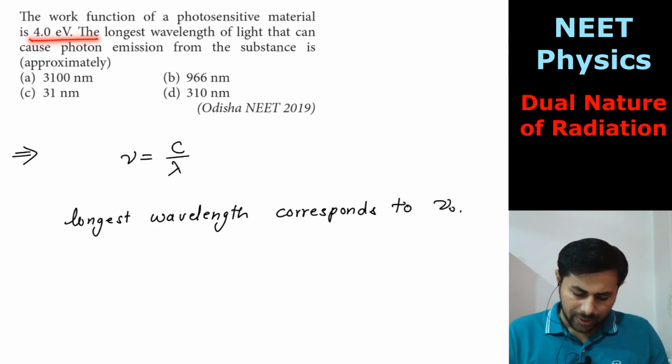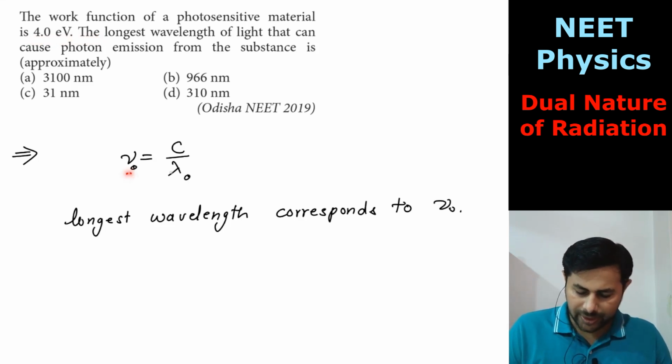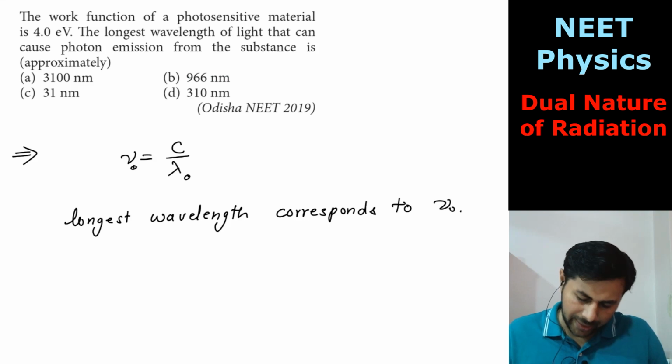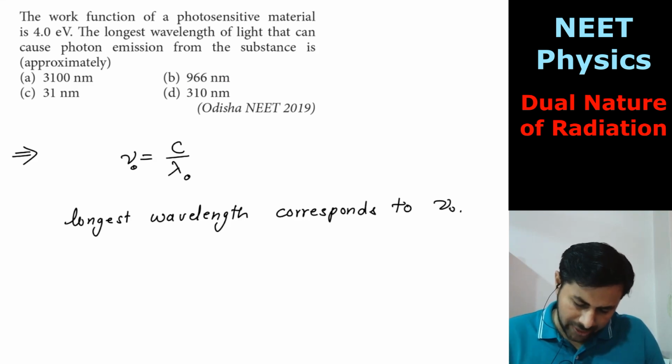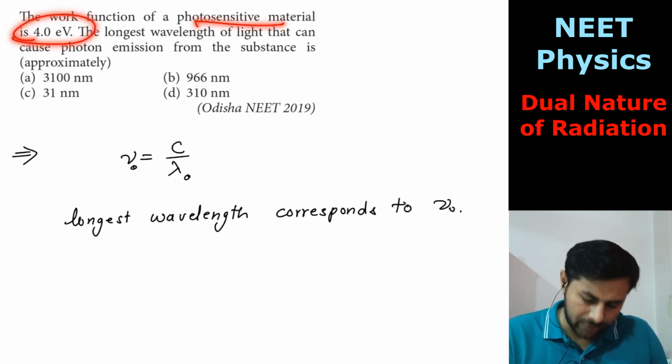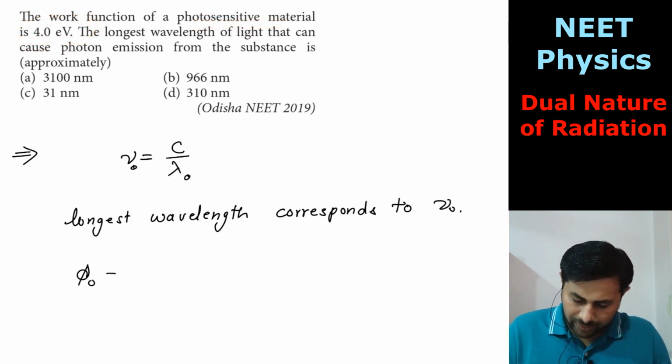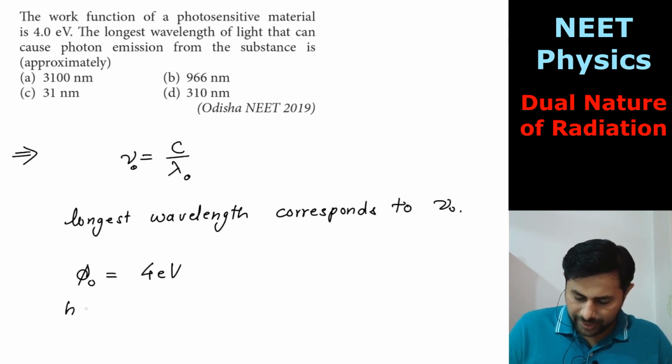So nu naught would be equal to what? It's equal to c by lambda naught. So let's check this one. The work function is given as 4 eV. So phi naught is equal to 4 eV, it's given. So that is hc by lambda naught, right? It's equal to 4 electron volts.